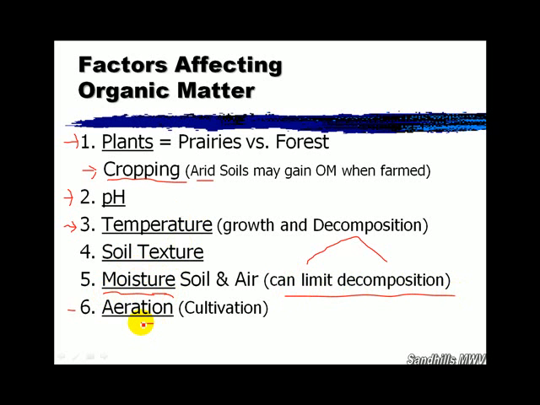And then aeration. Aerification is going to decrease organic matter. So when you aerify your putting greens, you're helping get rid of that thatch layer, that layer of organic matter that's bad for the soil, by letting oxygen in there and increasing the metabolic process of decomposition. So cultivation of croplands or cultivation of a meadow is going to do the same thing.